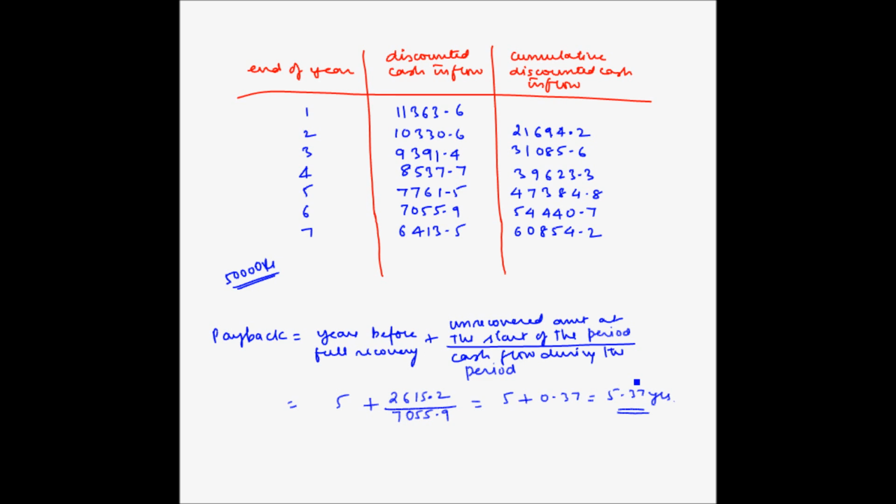Now let's talk about some of the advantages and disadvantages of the discounted payback period method. Even though the discounted payback period method overcomes the limitation where the cash flows were not discounted, it still fails to consider the cash flows coming after the payback period.